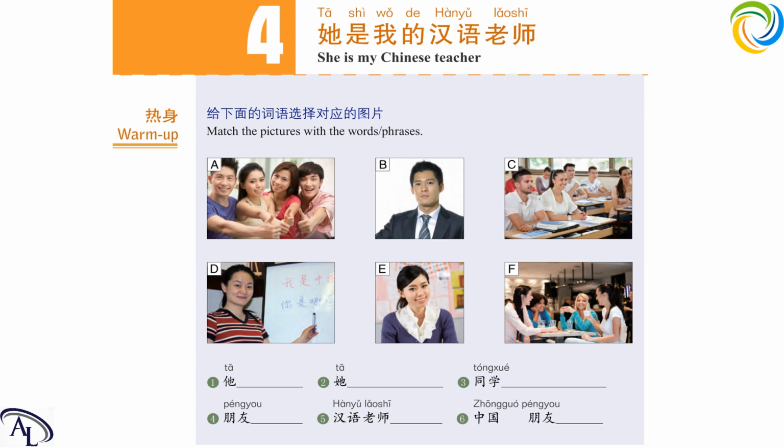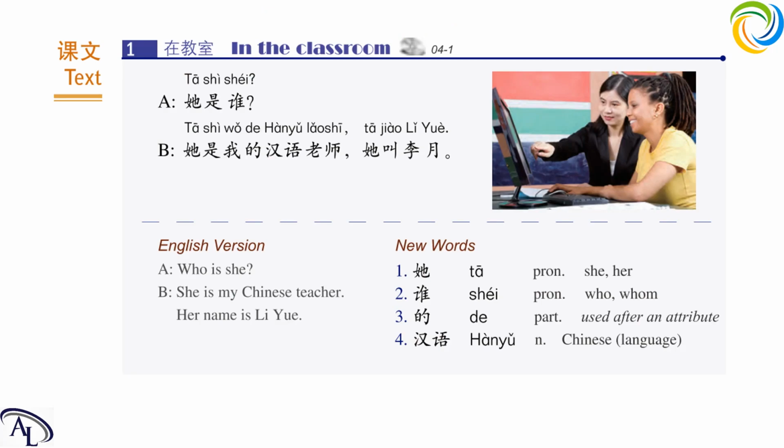Okay, next one, 汉语老师. Which one? I think D is 汉语老师, because we can see she's holding a pen and there is a whiteboard behind her and there are Chinese characters on the whiteboard. Okay, last one, 中国朋友 is A because they look like Chinese. Okay, this is our warm-up. Now let's move on to our second part, text and the new words.